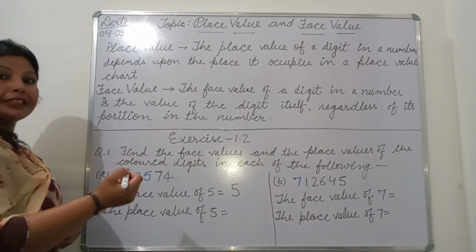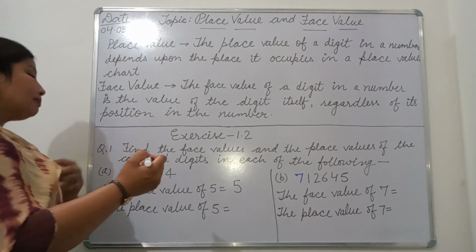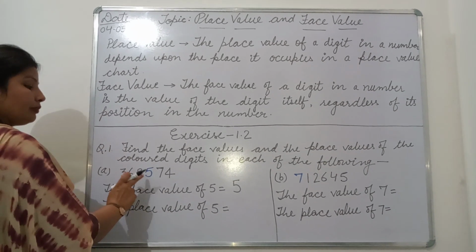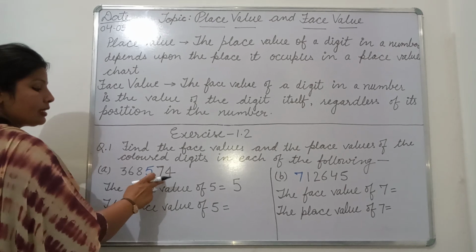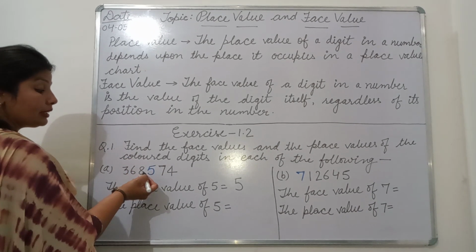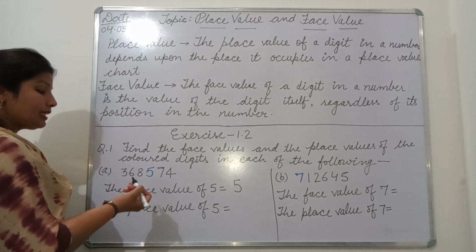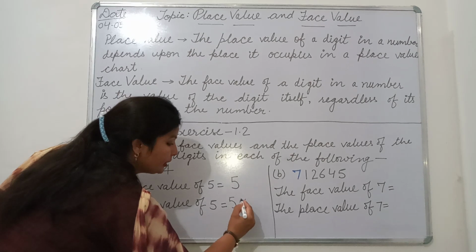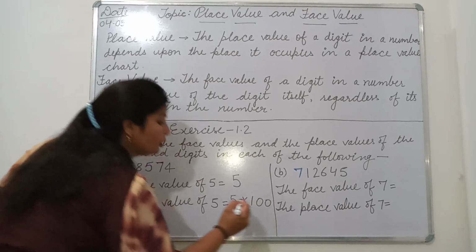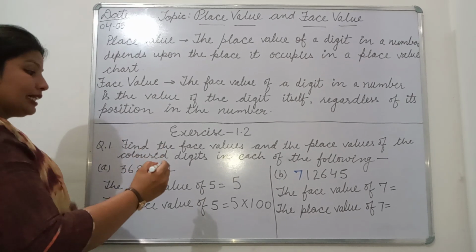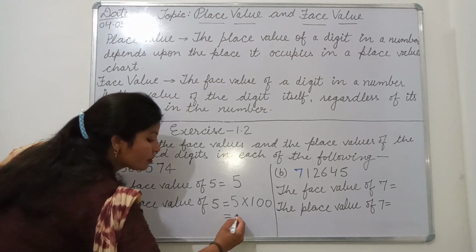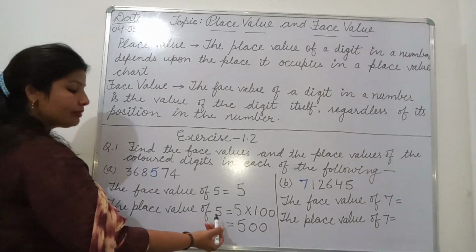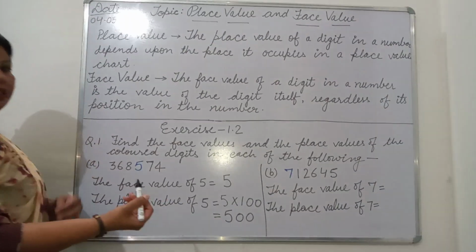Okay. Now we find its place value. So what will be the place value of 5? So we will check its place, its position. So now we will see that 5 is on which place? Ones, tens, 100. 5 is on the 100 place. So that means its place value will be in 100. So 5 multiplied by 100. So when 5 is multiplied by 100, it becomes 500. So the place value of 5 is 500. Okay. Have you got it?